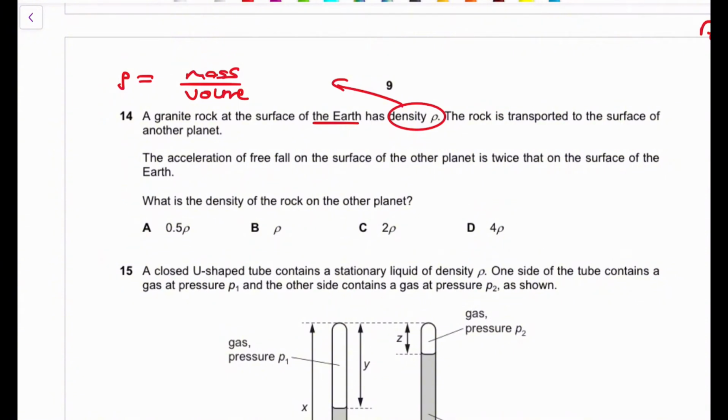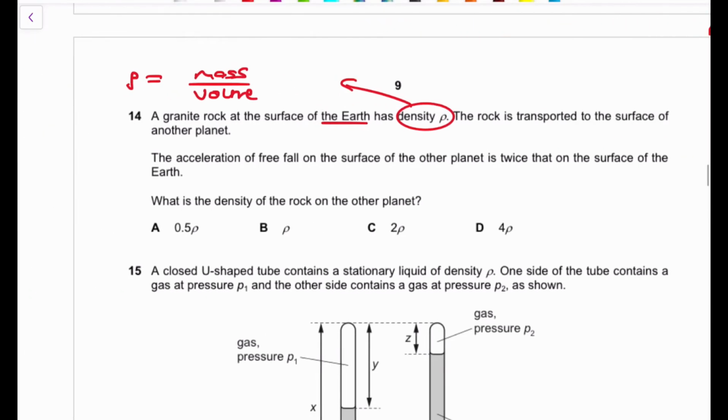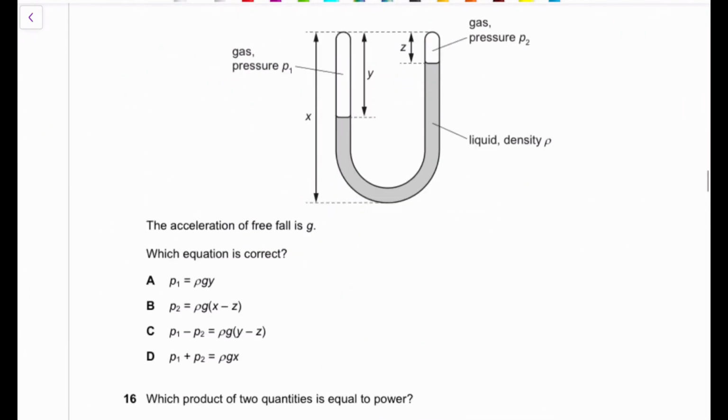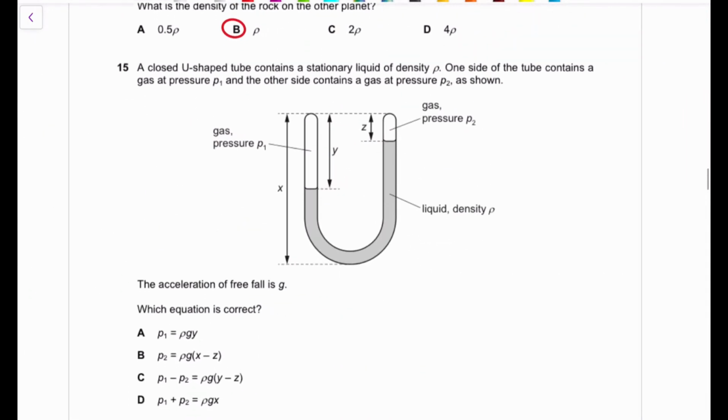Whether you're on Mars or on Earth, your volume is just going to be the same, right? So the density should also remain the same. Okay, very important. Move on to question 15.